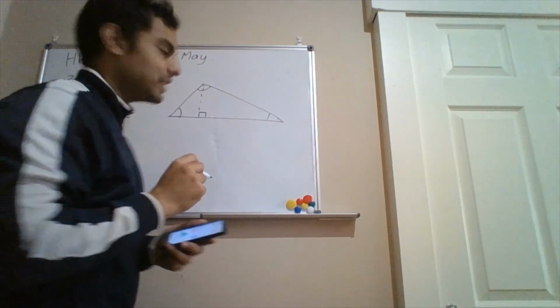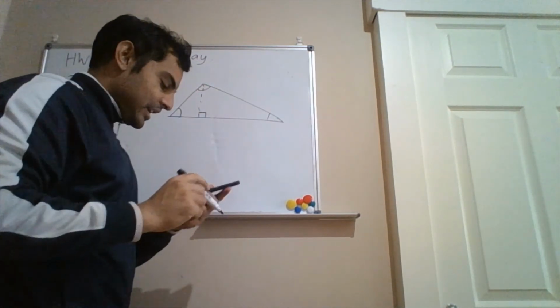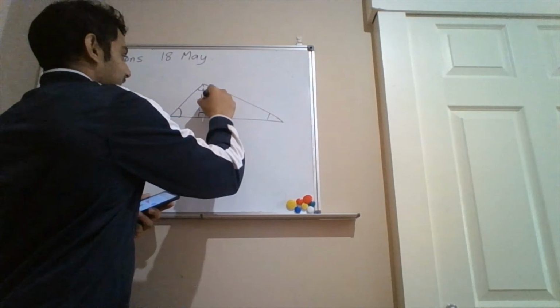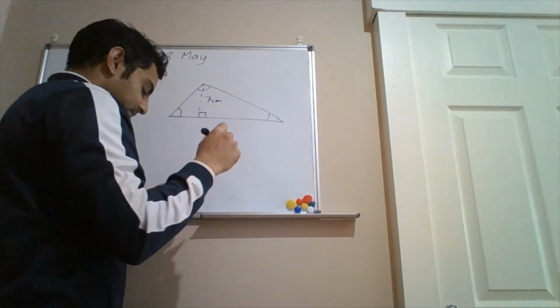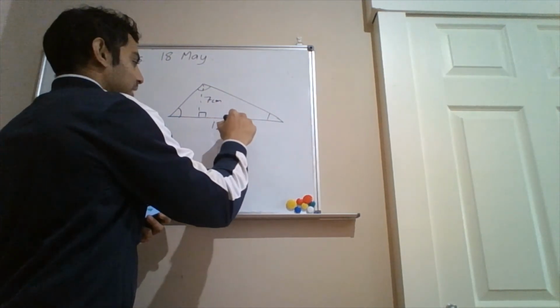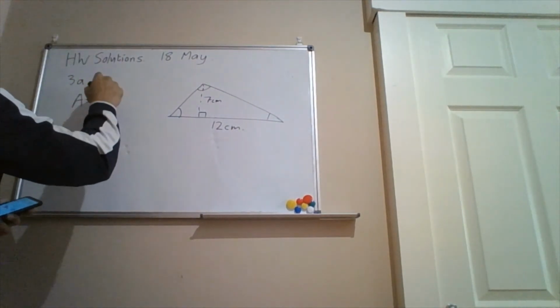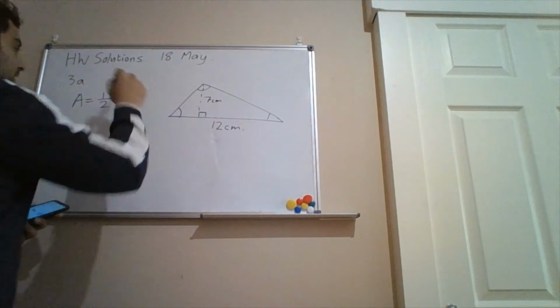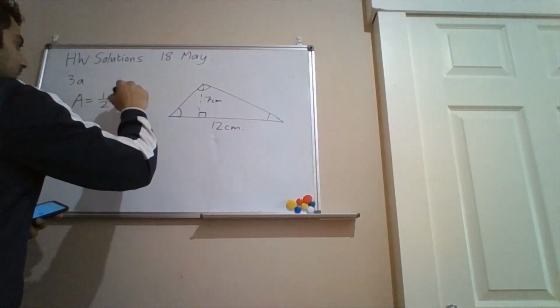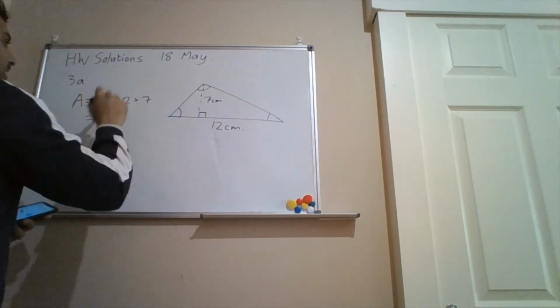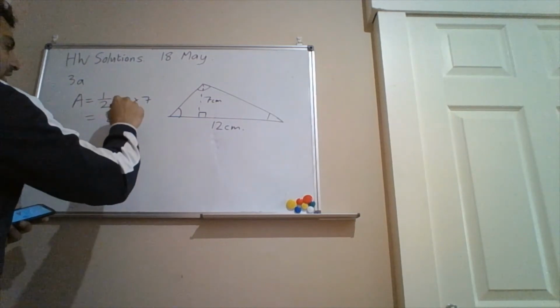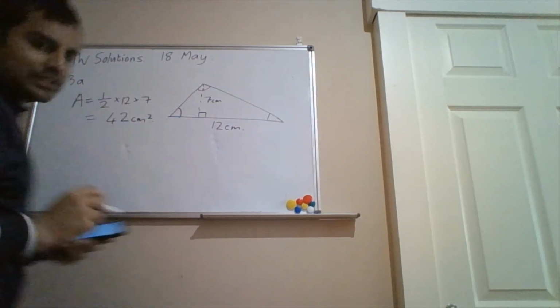and our height is quite easy. It falls within the triangle, touches the base. So we have a height of 7 centimeters and a base of 12 centimeters. And our formula, I'm not even going to write it again, I'm just going to fill in the values. So it's a half times 12 times 7, which is 6 times 7, and I get 42 centimeters squared.